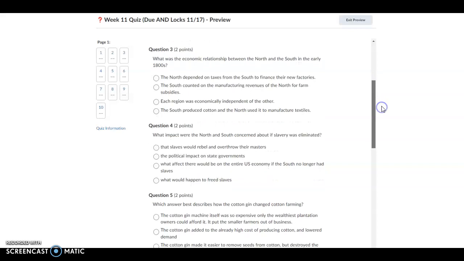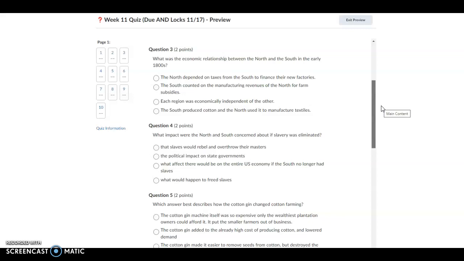Number 3, what was the economic relationship between the North and the South in the early 1800s? A, the North depended on taxes from the South to finance their new factories. B, the South counted on manufacturing revenues from the North for farm subsidies. C, each region was economically independent of the other. D, the South produced cotton and the North used it to manufacture textiles.